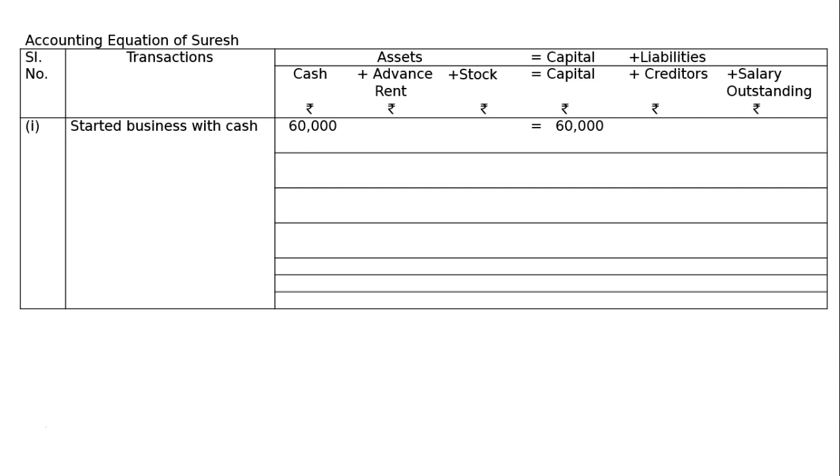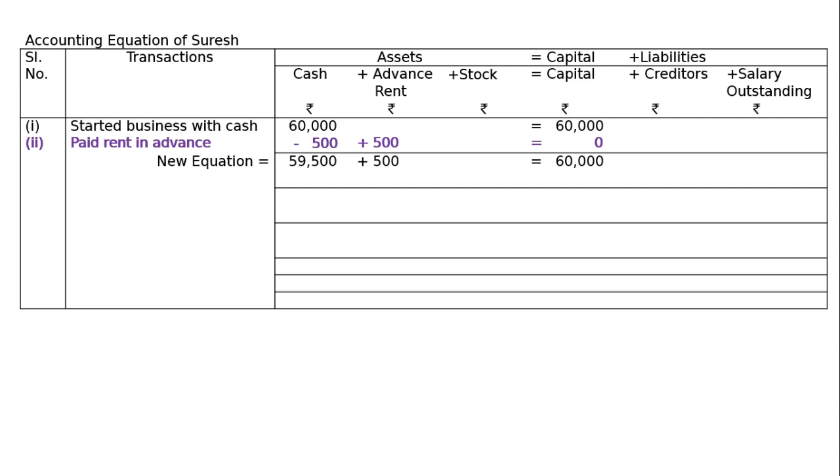Paid rent in advance: cash will come down and advance rent will increase. Paid advance rent, cash will be reduced by 500, advance rent will increase by 500, and plus minus is equal to 0. We will have a new equation.